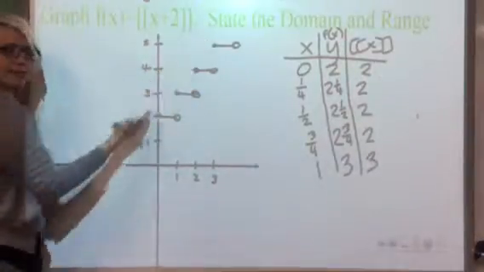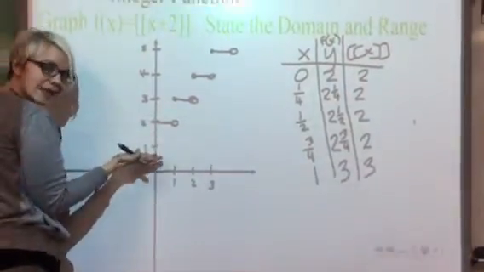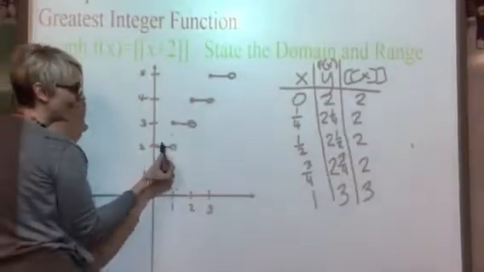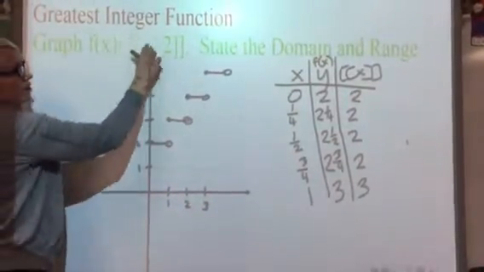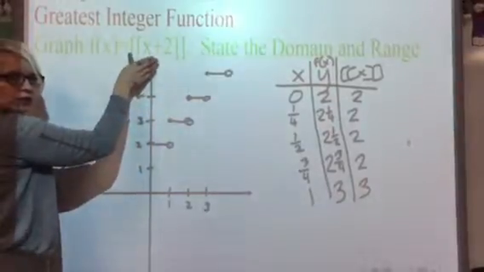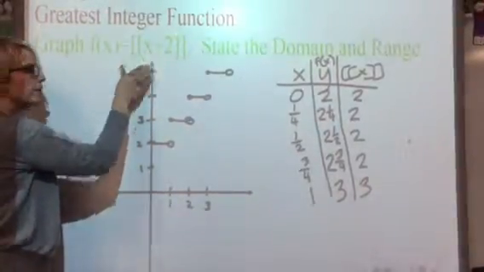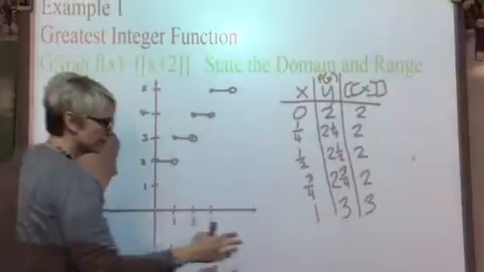And do you see how it looks like steps? This is what we call a step function, where I have that step pattern. When you graph something that's a greatest integer function, it's always going to look in a stair-step pattern. So you try the example in your notes.